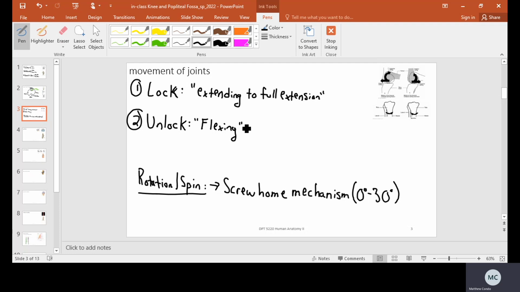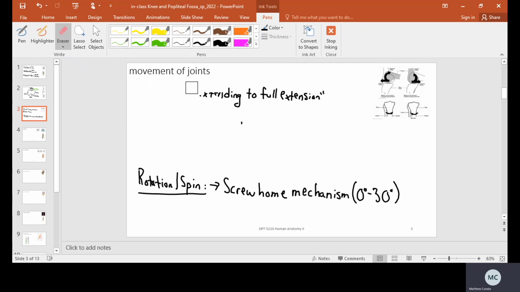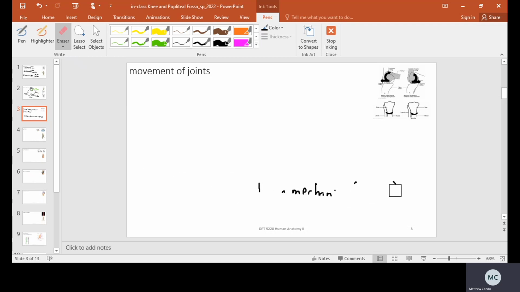What's up? Do you mind repeating that last part? Medial tibial rotation with flexion. This is magic. I was going to do this anyway. This is going to be fun because people are going to walk into class and go, oh my God, I missed something.